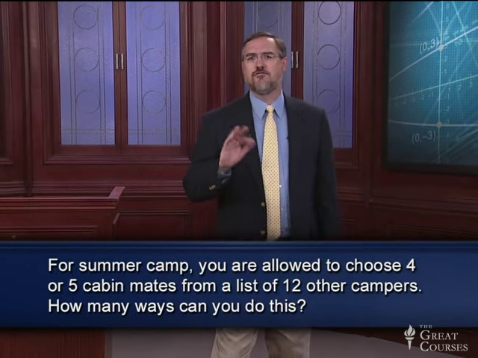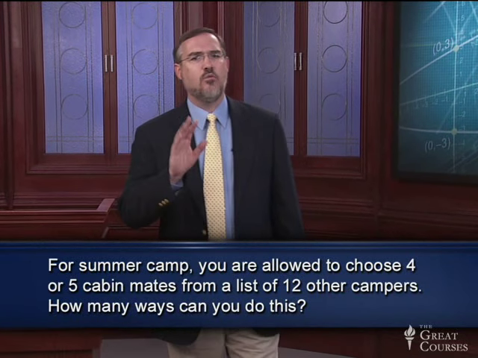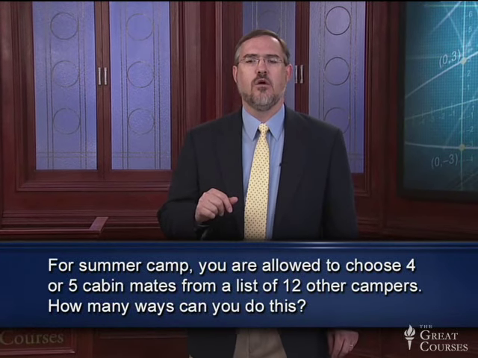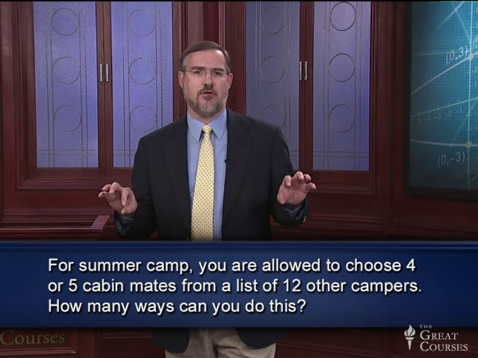Now, let me move to one last quick example as we try to look at this difference between permutations and combinations, and then we'll close out our lesson. For summer camp, you're allowed to choose 4 or 5 cabin mates from a list of 12 other campers. How many ways can you do this? Well, this problem actually needs to be broken into 2 smaller problems.